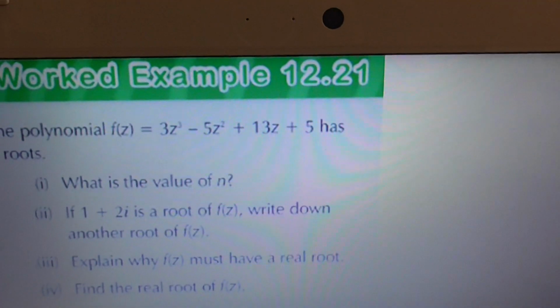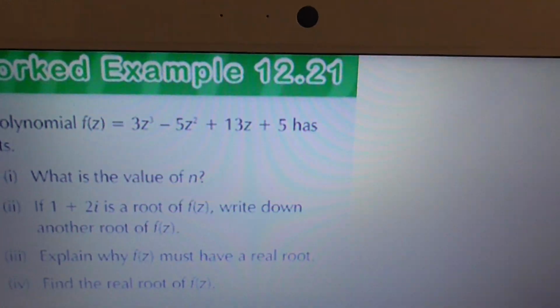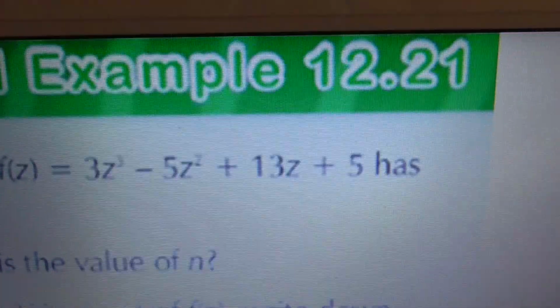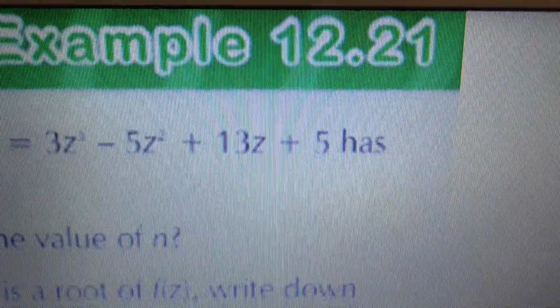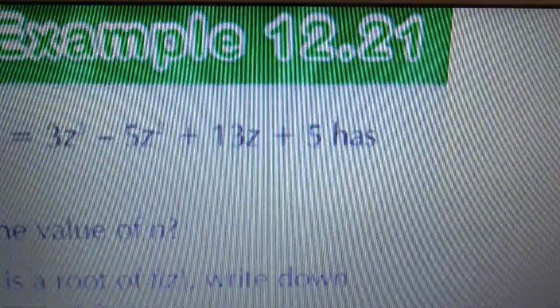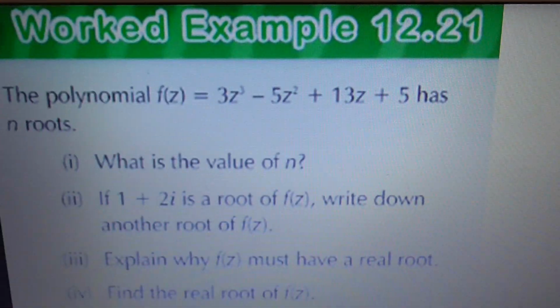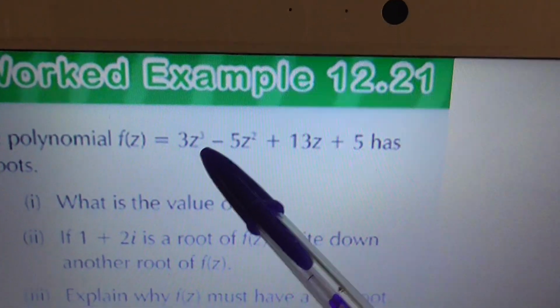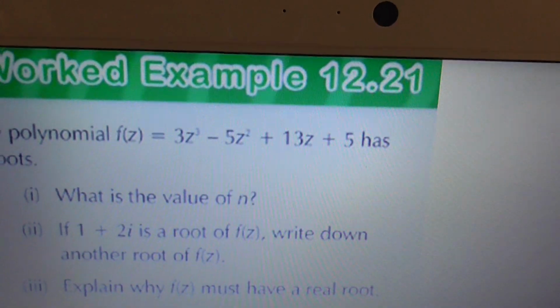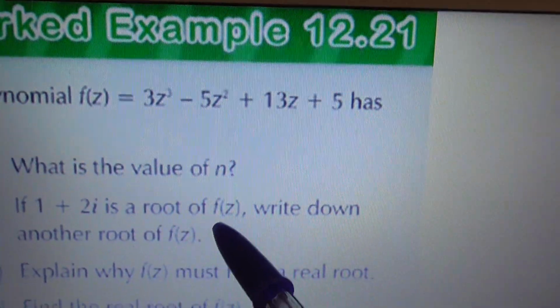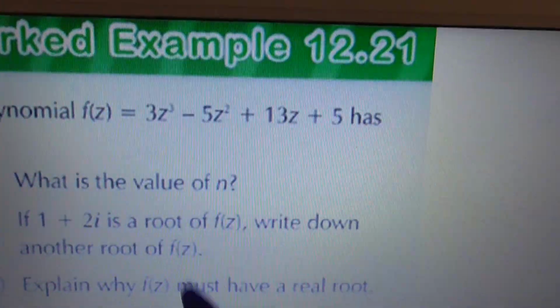Okay, the next example, you're given the polynomial f of z, which is 3z cubed minus 5z squared plus 13z plus 5, and it has n roots. So what is the value of n? Well, if it's a cubic, that means there are 3 roots, so n is 3. If 1 plus 2i is a root of it, find another root, right?